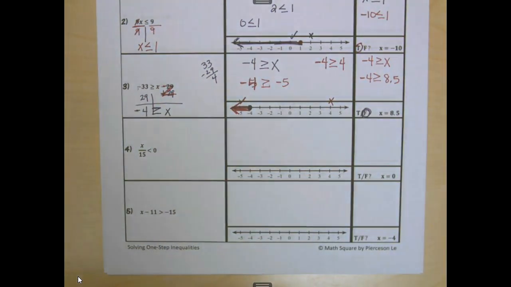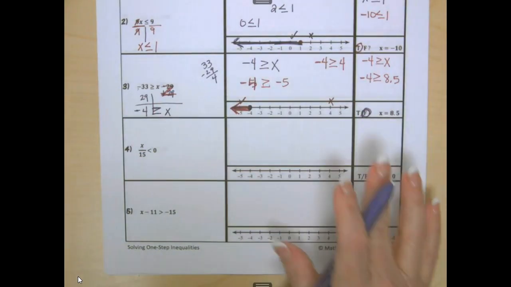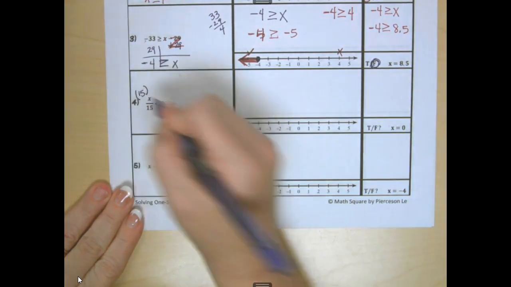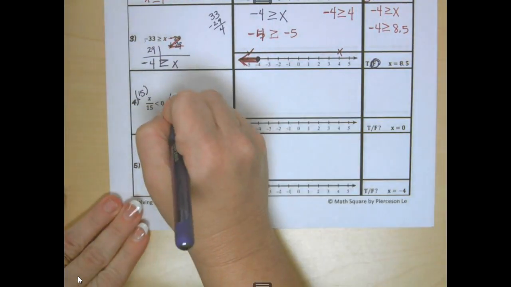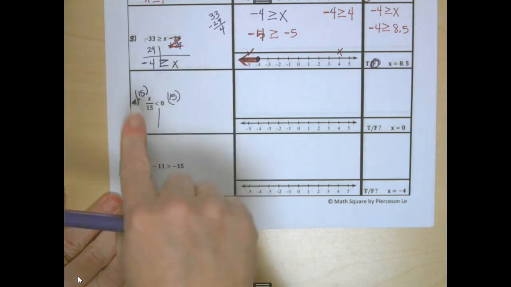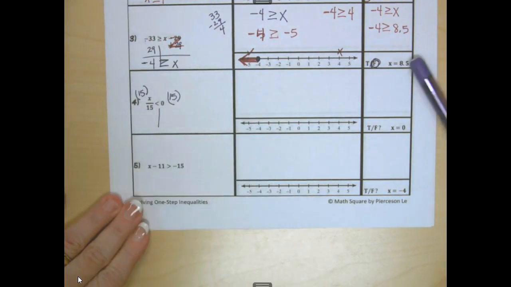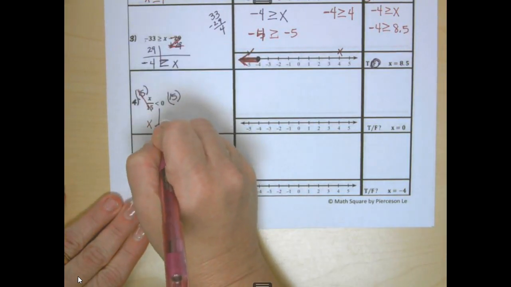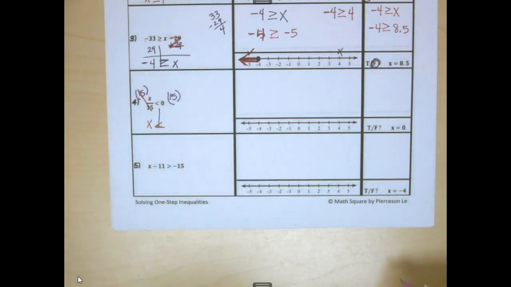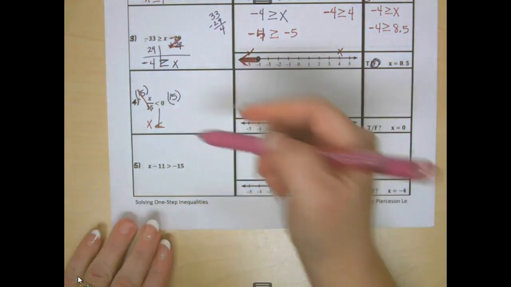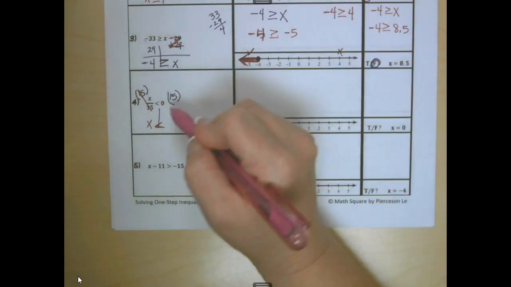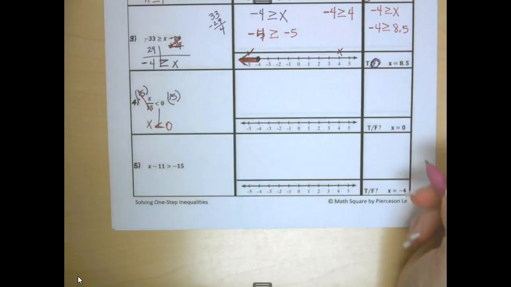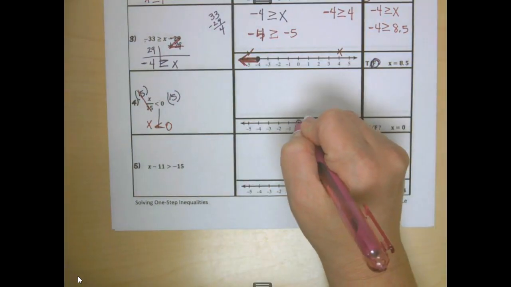Number 4 is a division problem. The inverse to division is multiplication. We're going to multiply by 5 on this side, multiply by 5 on this side. Whatever you do to this side, you have to do to the other. X is less than or equal to 0 times 15. I'm sorry, we're dividing both sides by 15. 0 times 15 is 0. So it's going to be an open circle on 0.